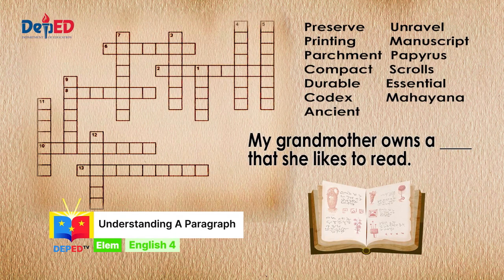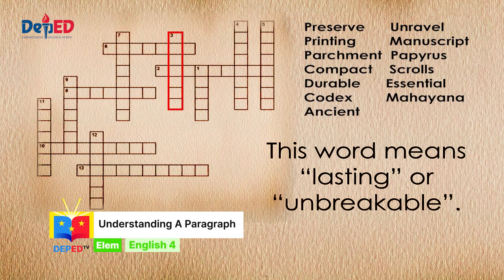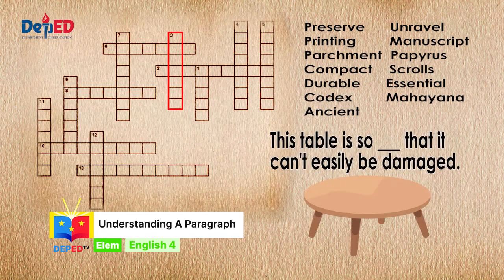My grandmother owns a that she likes to read. Number 3, 7 letters. This word means lasting or unbreakable. This table is so that it can't easily be damaged.